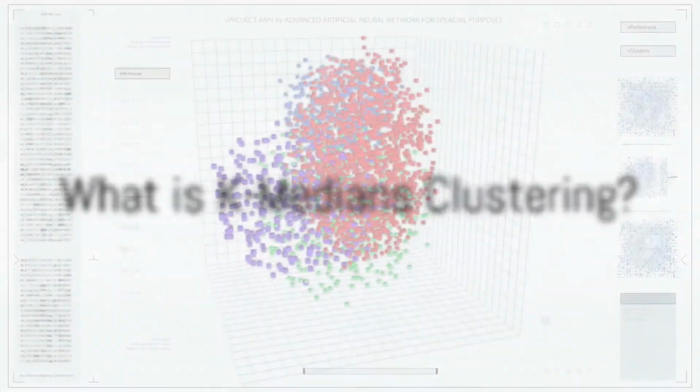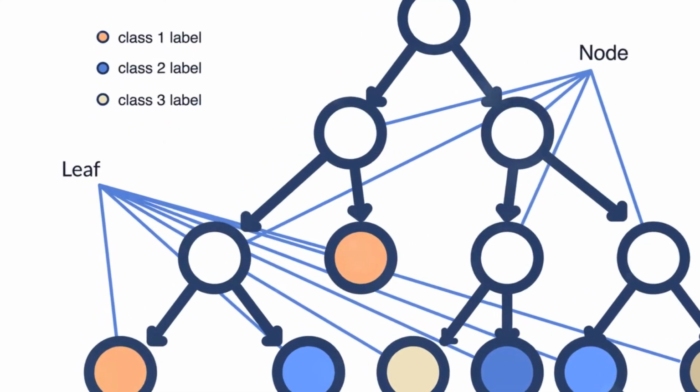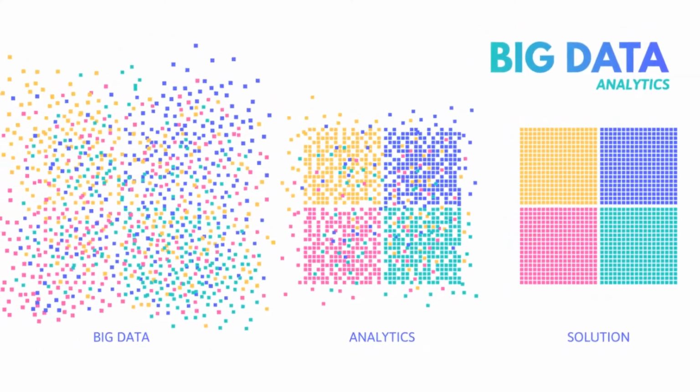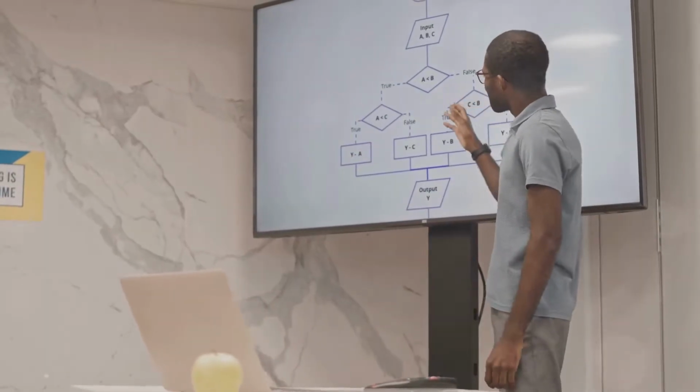Now you're probably wondering, what's this K-medians clustering? Well, it's a method of clustering. It's like the sibling of the more popular K-means clustering, but with a twist. It uses medians instead of means.